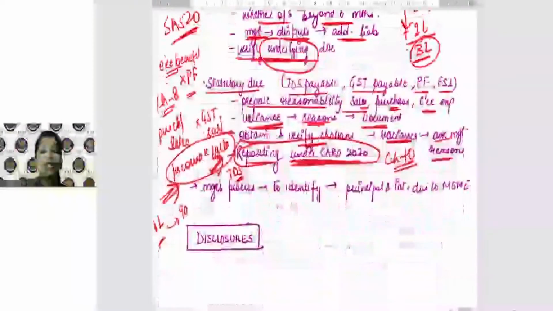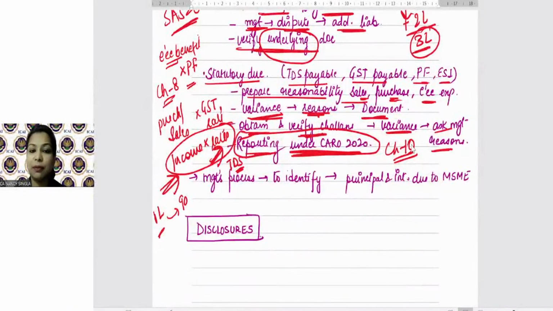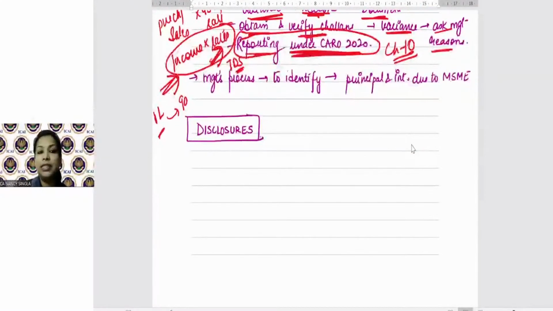If yes, discuss with the management whether there is any dispute, additional liability and underlying documents. Okay. Statutory dues: GST payable, TDS payable, PF, ESI. Check reasonability, see the variance against sales or purchase, obtain and verify the challans, and reporting under CARO. Okay, the auditor will see.